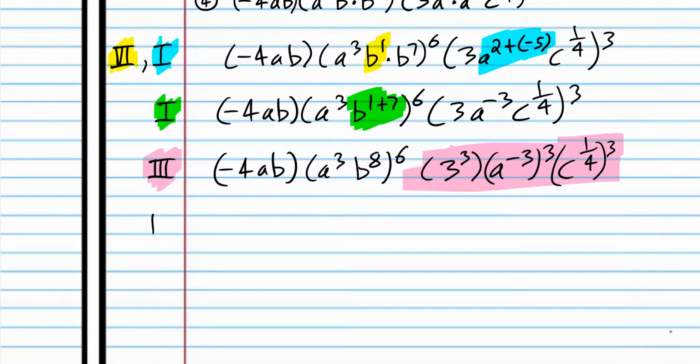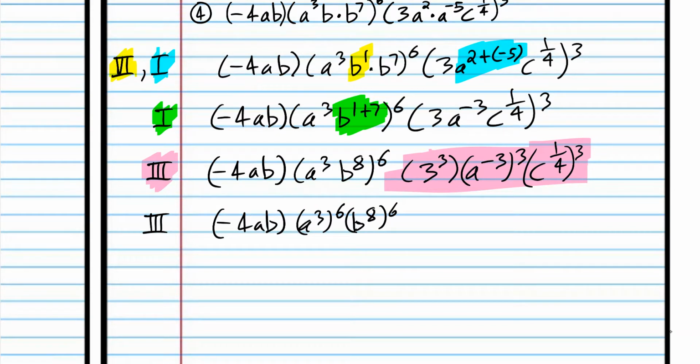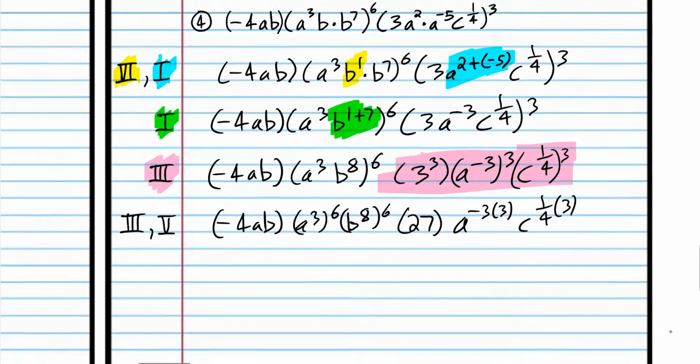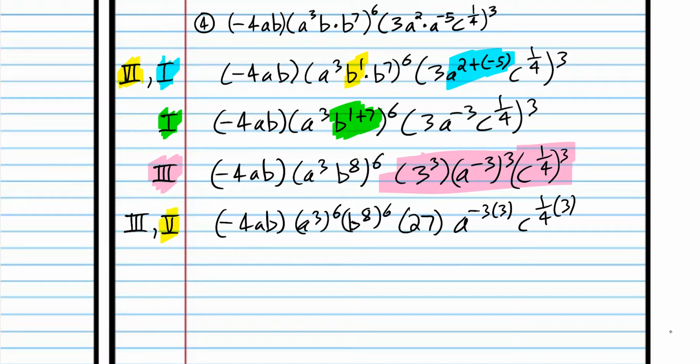Okay, so now we're going to use rule number 3 again, because we have a product raised to a power in yellow. So we have a to the third raised to the 6th, b to the 8th raised to the 6th. 3 to the third power is just 27. We're going to have to keep that in parentheses because we want to show that we're multiplying. And we have powers raised to other powers, so rule 5 tells us to just multiply those exponents. So that was rule 5 in yellow. And rule 3 in blue.